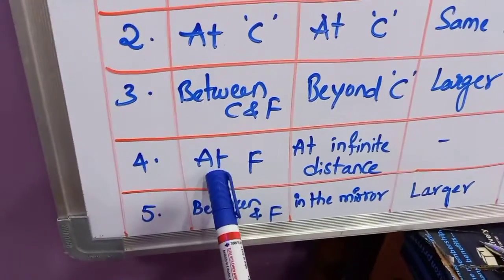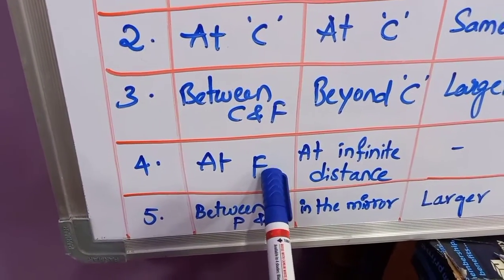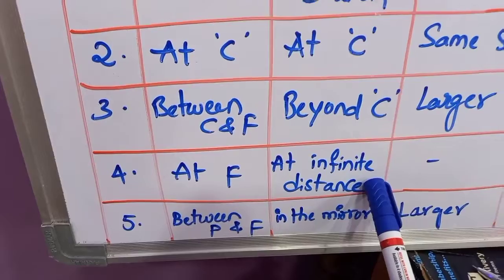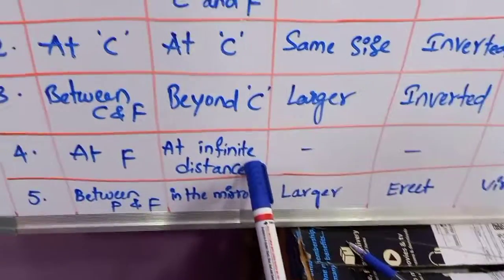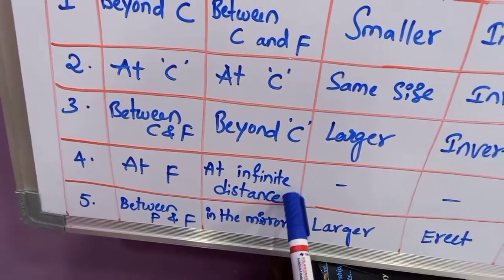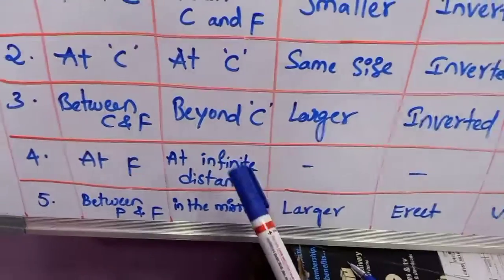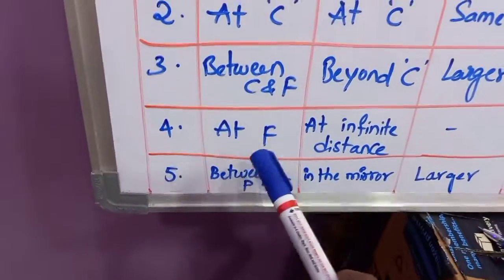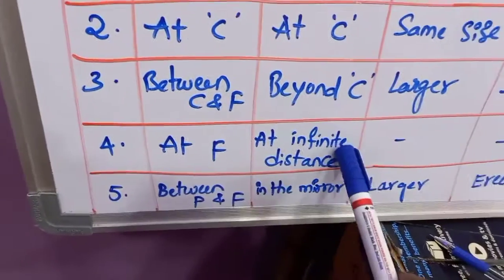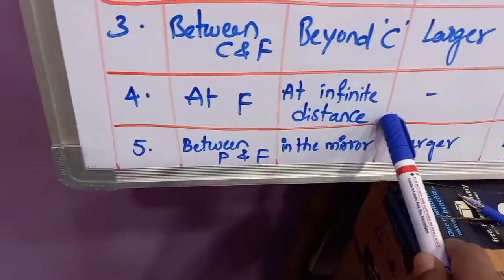Then when the object is placed at the focal point of the concave mirror, the image is found to be formed at infinite distance. That means the image is formed at a very far point from the object, and its characteristics we cannot predict here. When the object is placed at the focal point, the image is going to be formed at infinite distance.